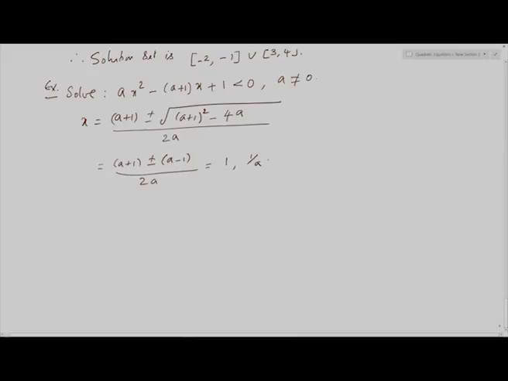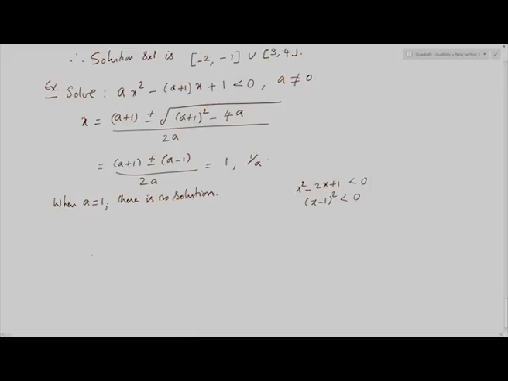When a is equal to 1, what is happening? When a is equal to 1, the given inequality is nothing but x square minus 2x plus 1 less than 0, which is nothing but x minus 1 whole square less than 0. This will never happen. There is no value of x such that x minus 1 whole square is less than 0. Therefore, when a is equal to 1, there is no solution at all.